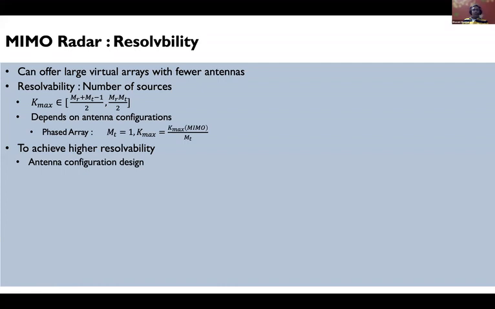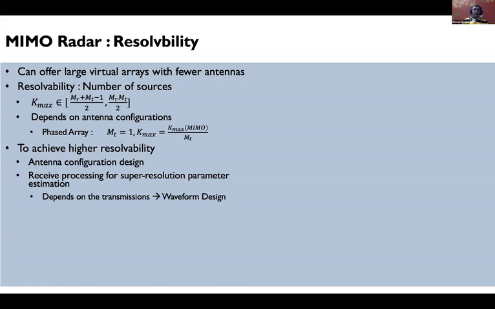And these are existence results, so they just say that, under some rank conditions, a particular thing happens. But to see that in practice, you also need receive processing or even transmit processing for super resolution parameter estimation. And of course, the receive processing depends on what we transmit. And so this leads to the waveform design of the radar. And radar being active sensing, you have the capability to design the waveform and also the receiver processing.